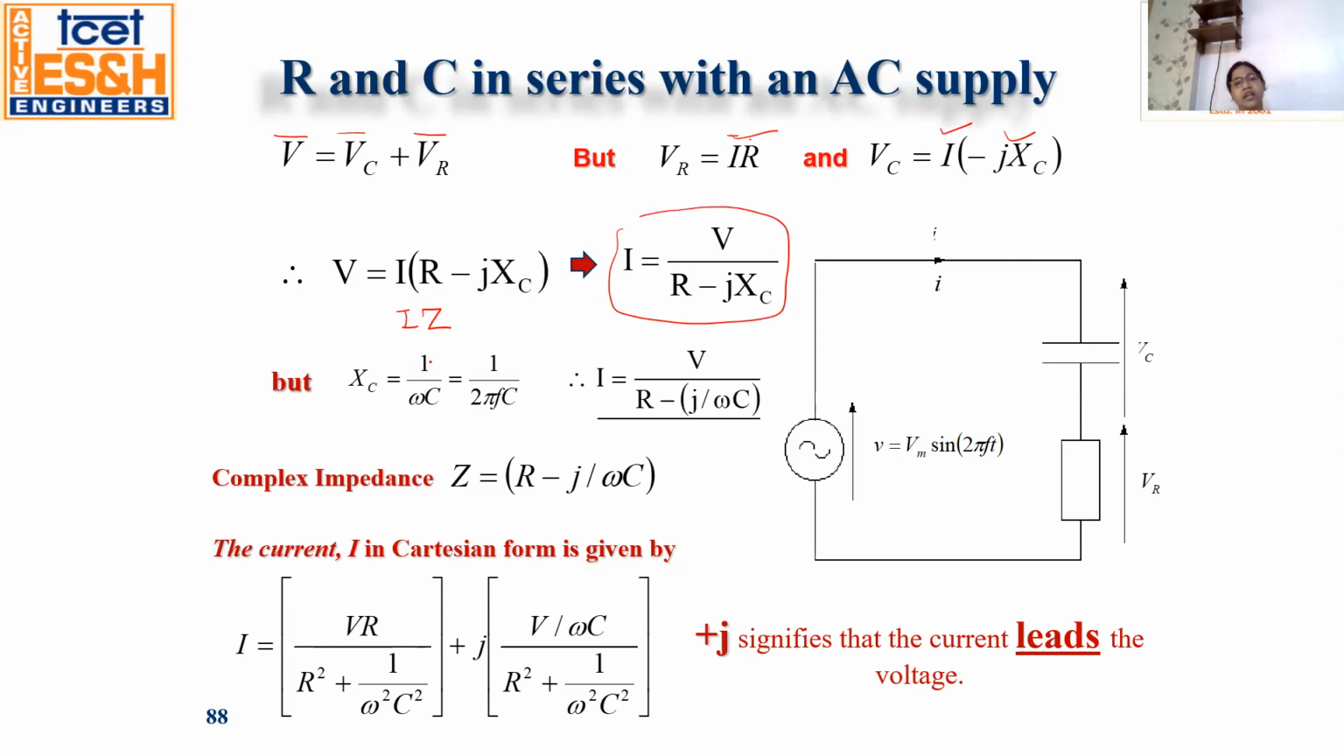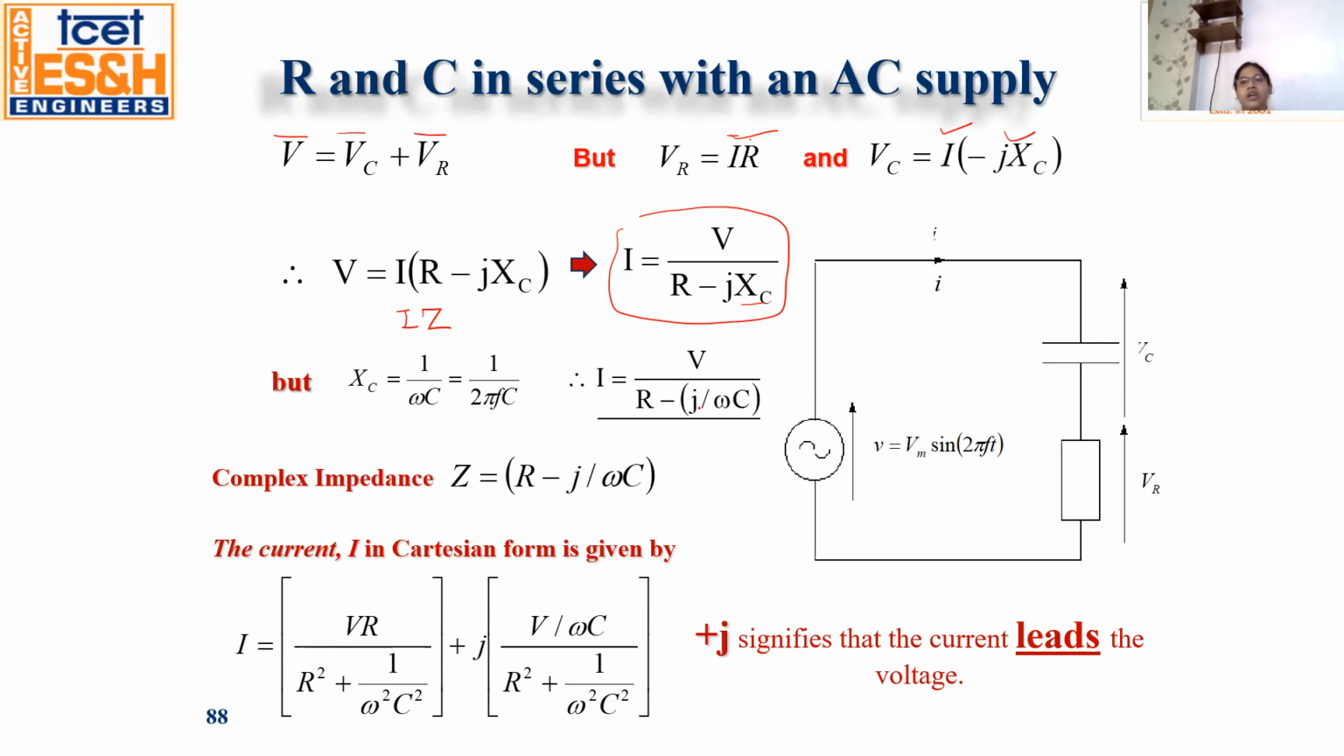XC is nothing but 1 upon omega C, which is equal to 1 by 2 pi FC. So now you can write I is equal to V divided by R minus J, and in place of XC, you write 1 by omega C.